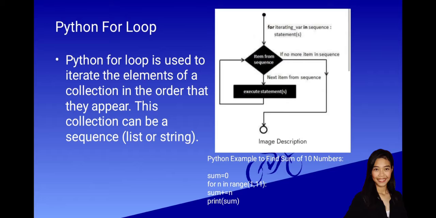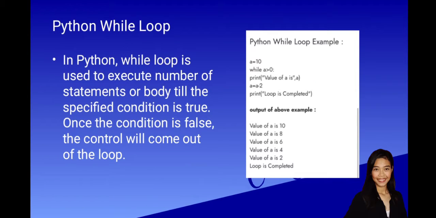Next, Python for loop. Python for loop is used to iterate the elements of a collection in the order that they appear. This collection can be a sequence, list, or string. And Python while loop. In Python, while loop is used to execute a number of statements or body till the specified condition is true. Once the condition is false, the control will come out of the loop.